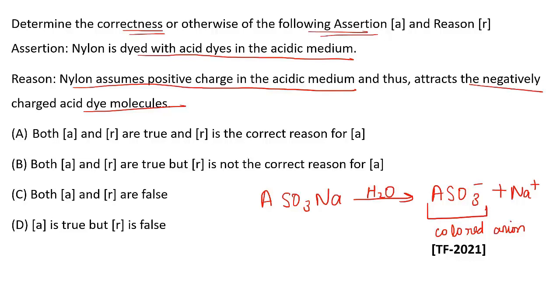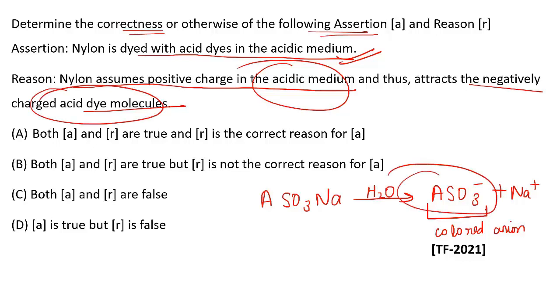Nylon is dyed with acid dyes in an acidic medium. This is right. Nylon assumes a positive charge in the acidic medium and thus attracts the negatively charged acid dye molecules.